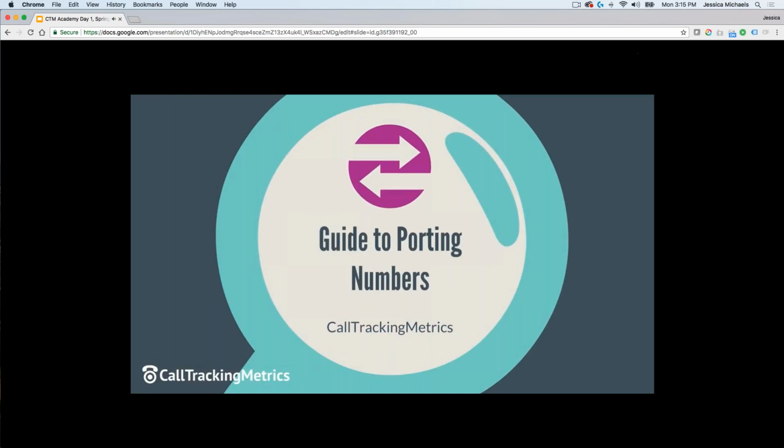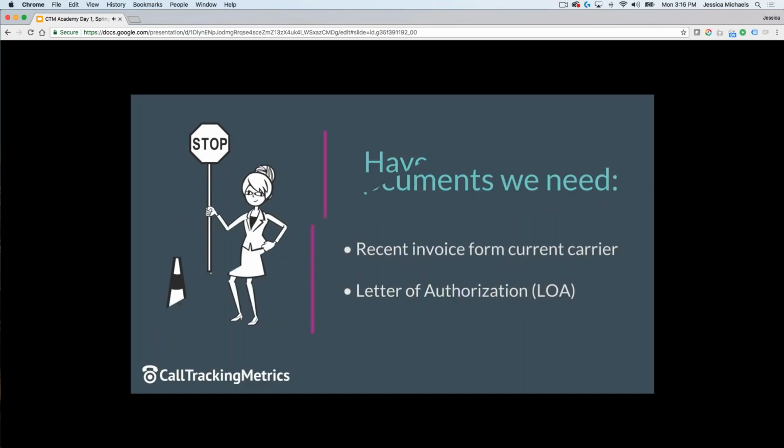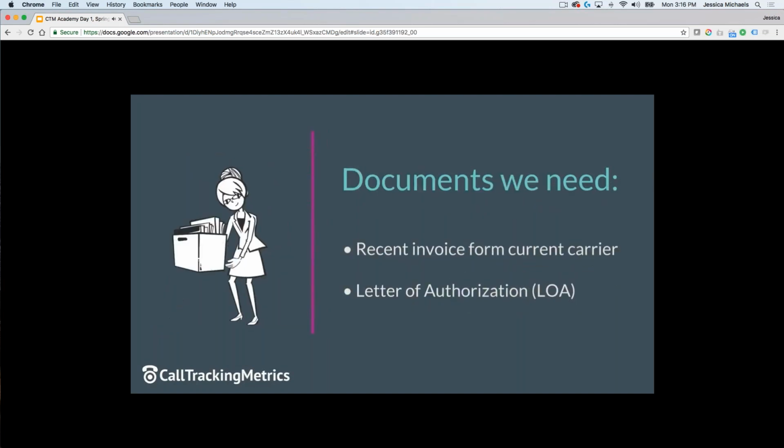Welcome to Call Tracking Metrics Guide to Porting. Try to always contact your current carrier to discuss their port away process. Ask them for CSRs for each number. Numbers can have different addresses, even in the same account. You will need 2 documents to begin the port process: an LOA and proof of ownership. This can be a bill, screenshot of phone numbers, or a Google unlock screen.